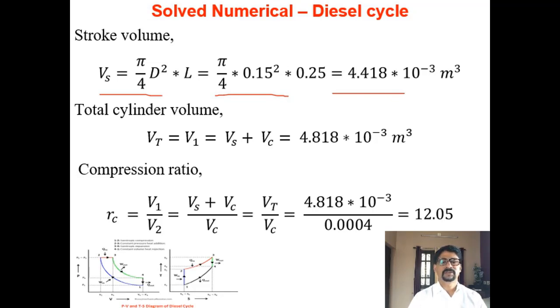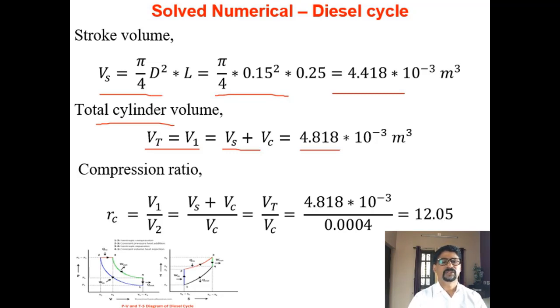Since clearance volume is given, let us calculate the total cylinder volume Vt, which is nothing but equal to V1, equal to Vs plus Vc. So Vt is equal to V1 is equal to Vs plus Vc. You will get it as 4.818 into 10 to the power minus 3 meter cube. I am not showing any substitution there, so you can make the substitution and check the answer.